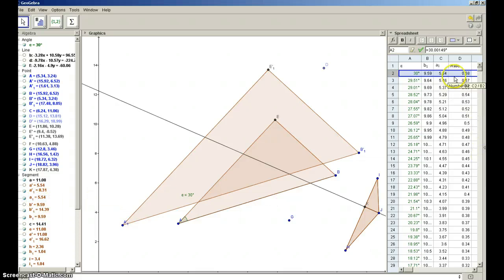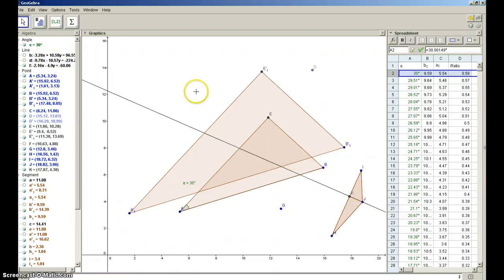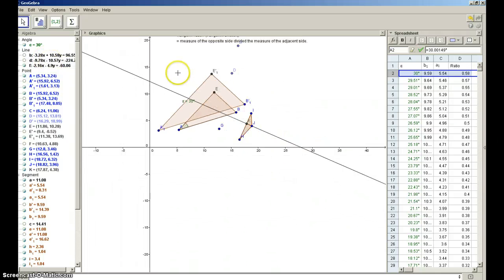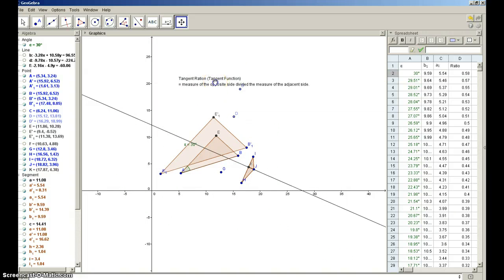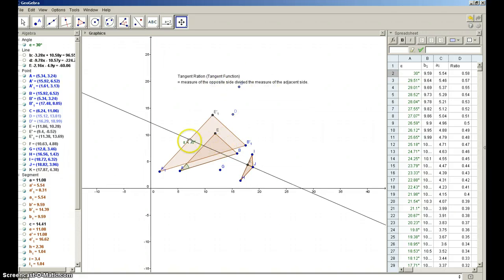All right, so we're dealing with this exact triangle right here. And what we're noticing is there's a ratio of 0.58. So what does that mean? Okay, let's look at ratios again a little bit. Let's go back up to what we'd written before. The tangent ratio is just the measure of one side opposite the other.